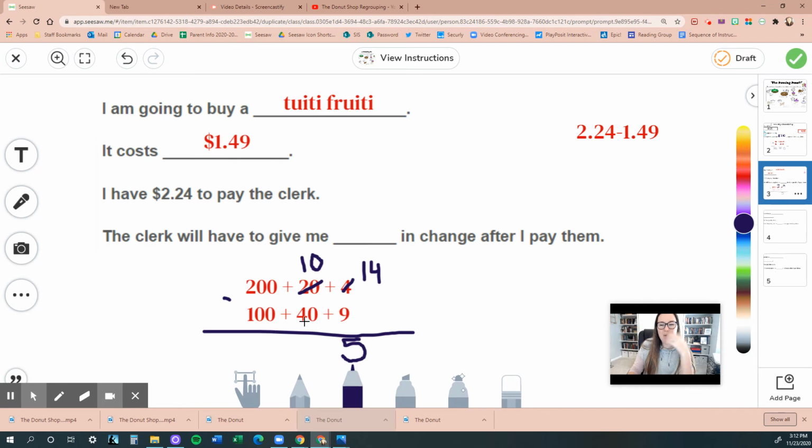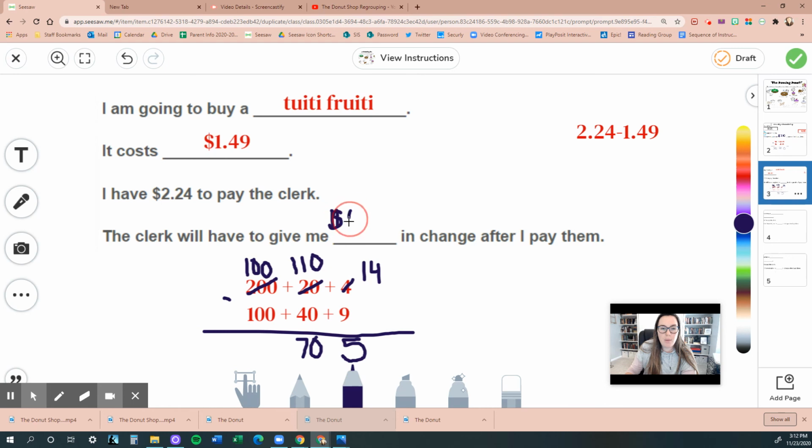Then I have 10 minus 40, which I can't do, so I'm going to borrow from the hundreds place. The 100 that I'm borrowing comes over to the tens place, and it becomes 110. 110 minus 40. Let's count that back together. So 110, we'll start at 110, minus 10 would be 100, 90, 80, 70. So 110 minus 40 would be 70. 100 minus 100 is 0. So we have 75.